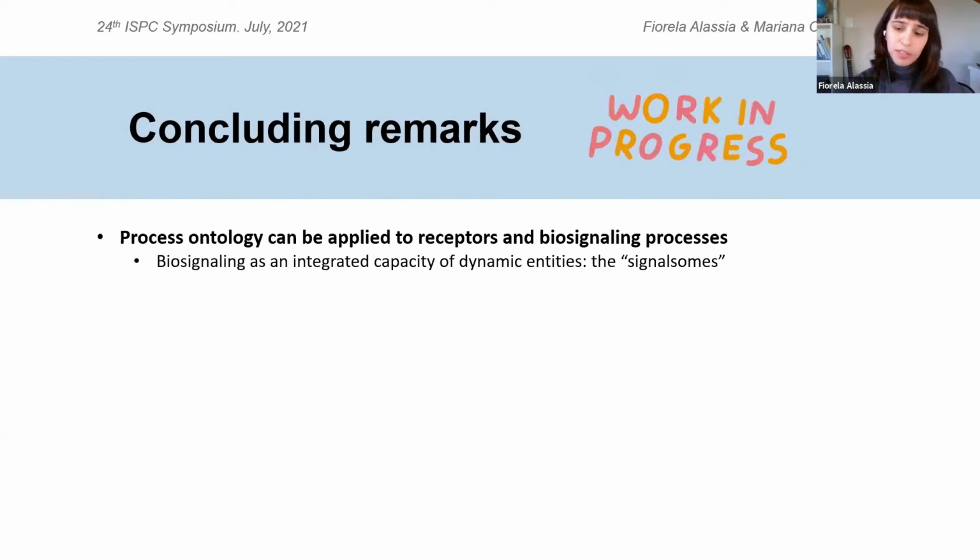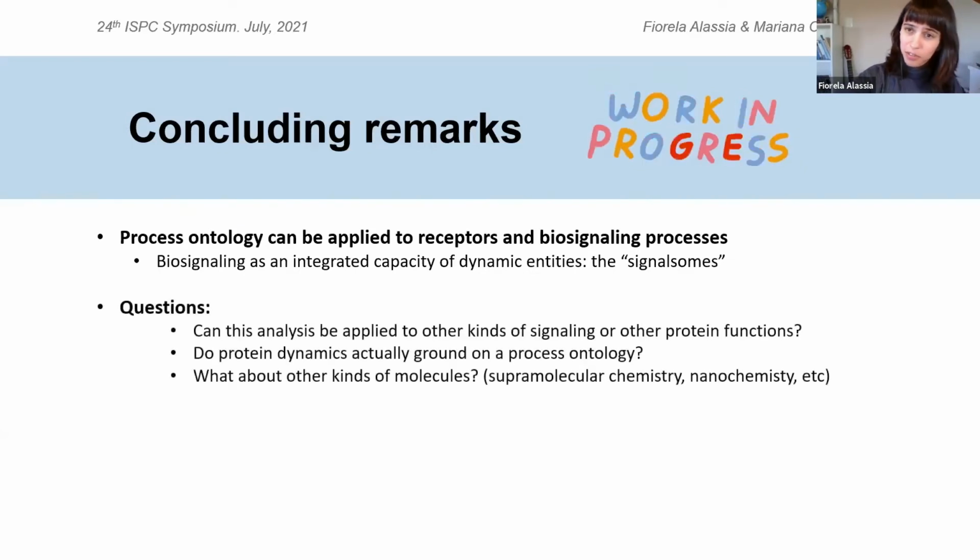Also, we still have to answer many questions, such as whether this analysis can be applied to other kinds of signaling, since GPCRs are not the only ones that account for overall signaling processes, or maybe other protein functions. Another question is, do protein dynamics actually ground on a process ontology? Or what about other kinds of molecules like supramolecular systems or in nanochemistry?